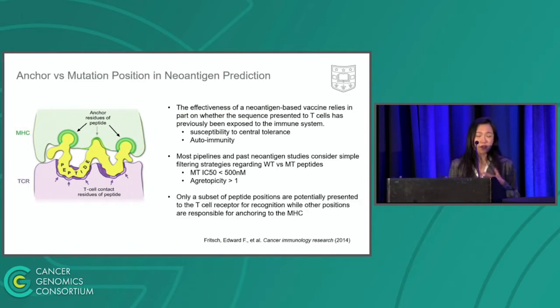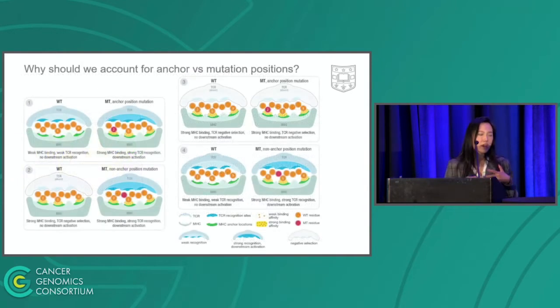But as shown on the figure on the left, only a subset of these positions are actually potentially presented to the T cell receptor from the peptide, while other positions are actually responsible for the anchoring to the MHC. And so how does this come into play when we're looking at neoantigen prioritization specifically?